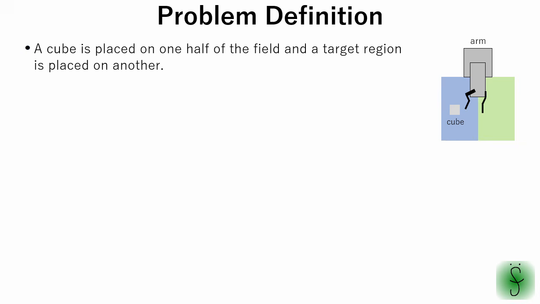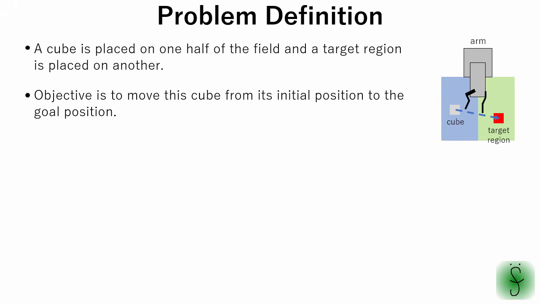A cube is placed on one half of the field and a target region is placed on another. Our objective is to move this cube from its initial position to the goal position. To do this task using reinforcement learning, reward design is very important. We have 6 terms for the reward.